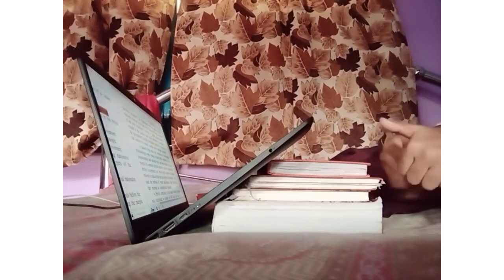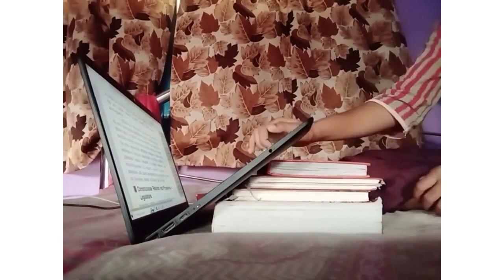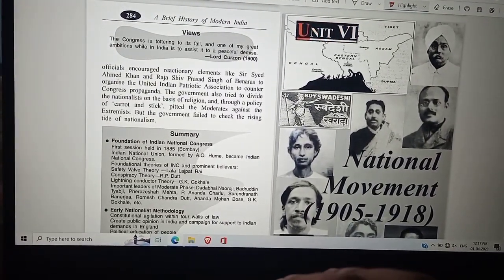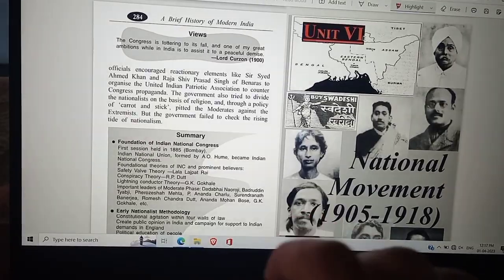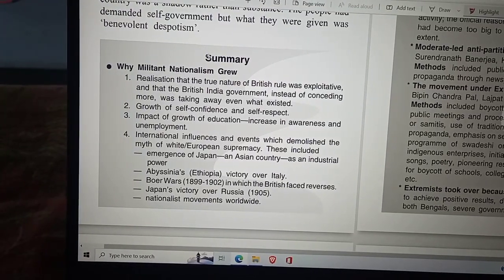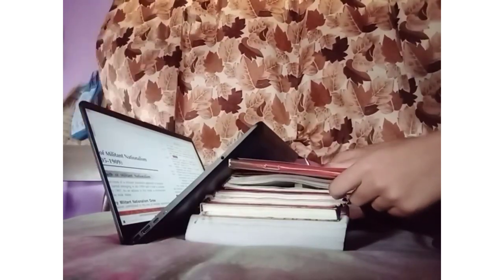Now I am going to start the 11th chapter. For the 11th chapter I also go through the summary first, then I read the main chapter. Now the 11th chapter is completed, so it almost takes 1.5 hours, and I am going to start unit 5 and chapter number 13.